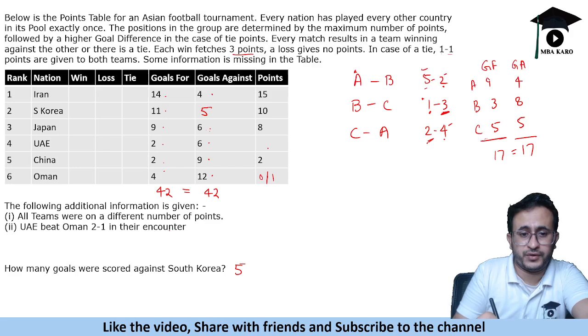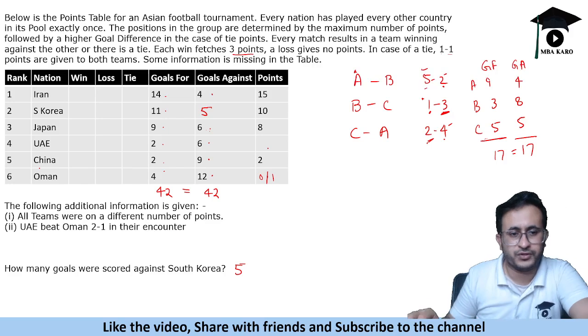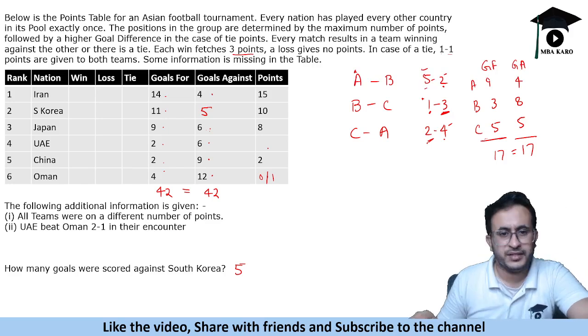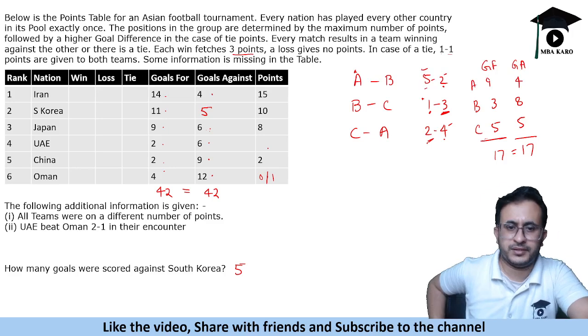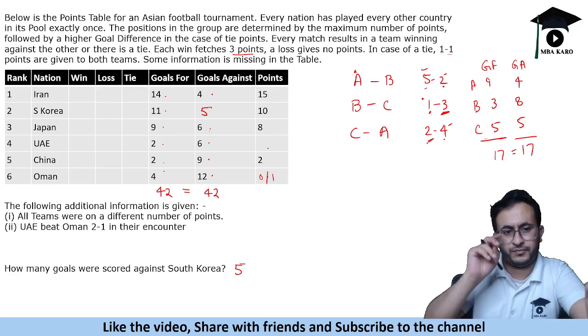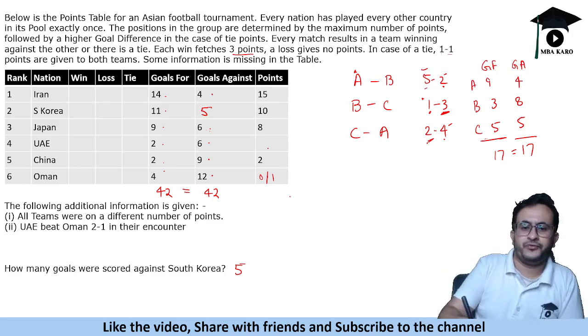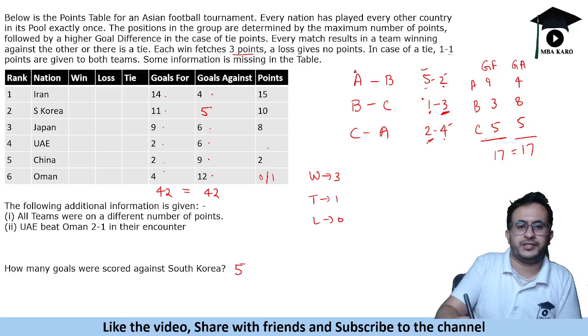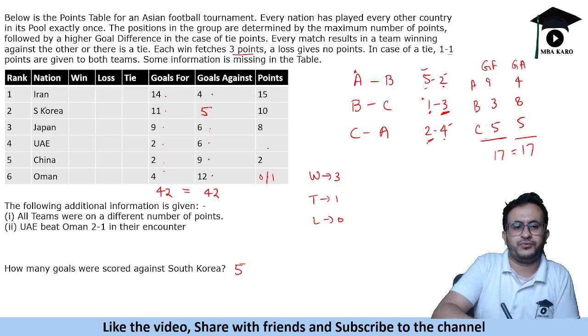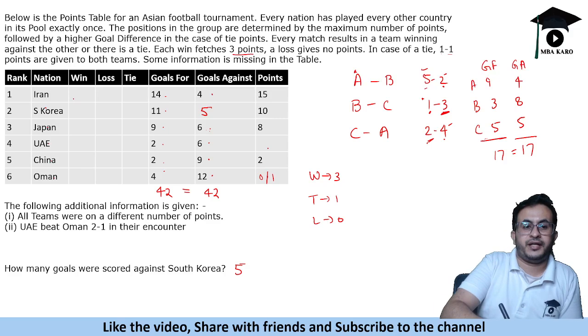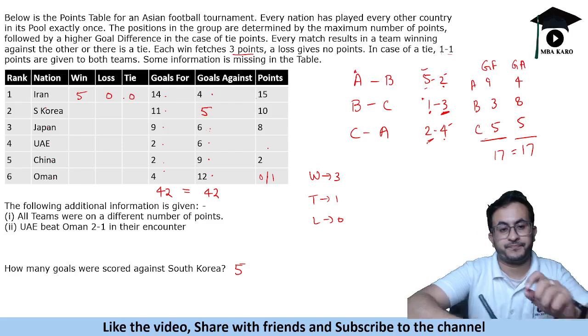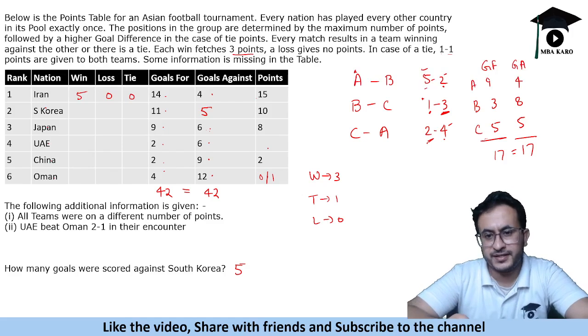UAE beat Oman 2-1 in their encounter. So UAE beats Oman, that is given to us. Now let us fill in the information. So we are given that a win gives you 3 points, a tie gives you 1 point each, and a loss is 0 points. So all teams will play how many matches? 5 matches, because there are 5 opponents. So Iran wins all 5 matches to make it 15, so 5, 0, 0.